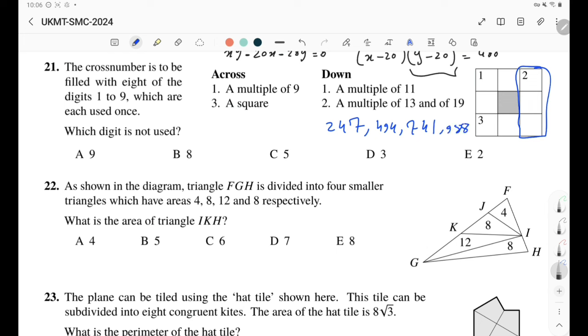But you can immediately rule out 988, because it gives us repeated numbers. So the only possibilities are either 247 or 741, one of them. Okay, very good. We already figured out two possibilities for this column. Now what should we use? Actually, if you think about it, if you have 2, 4, 7, remember they're telling us that this thing is a square.